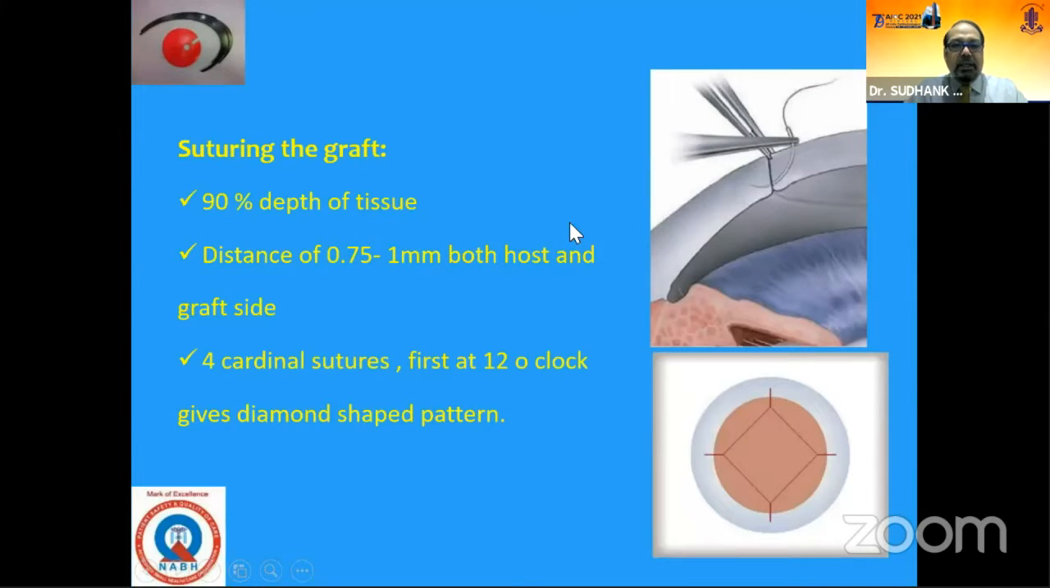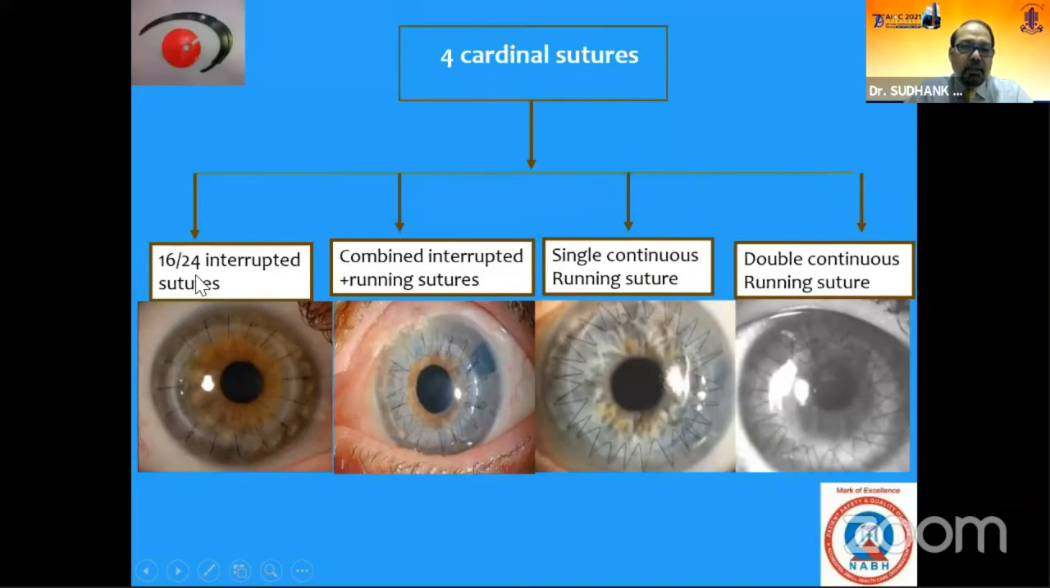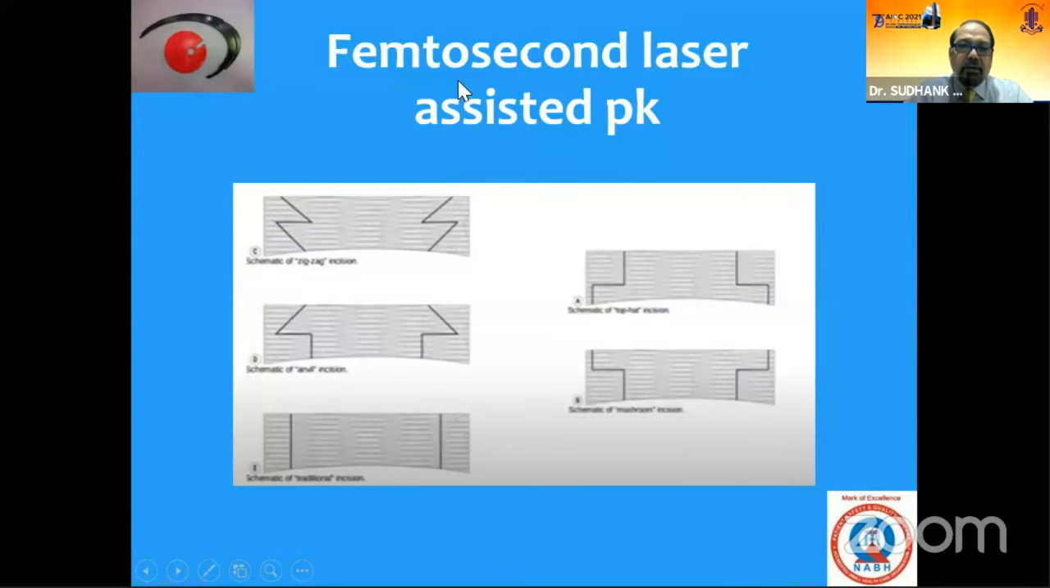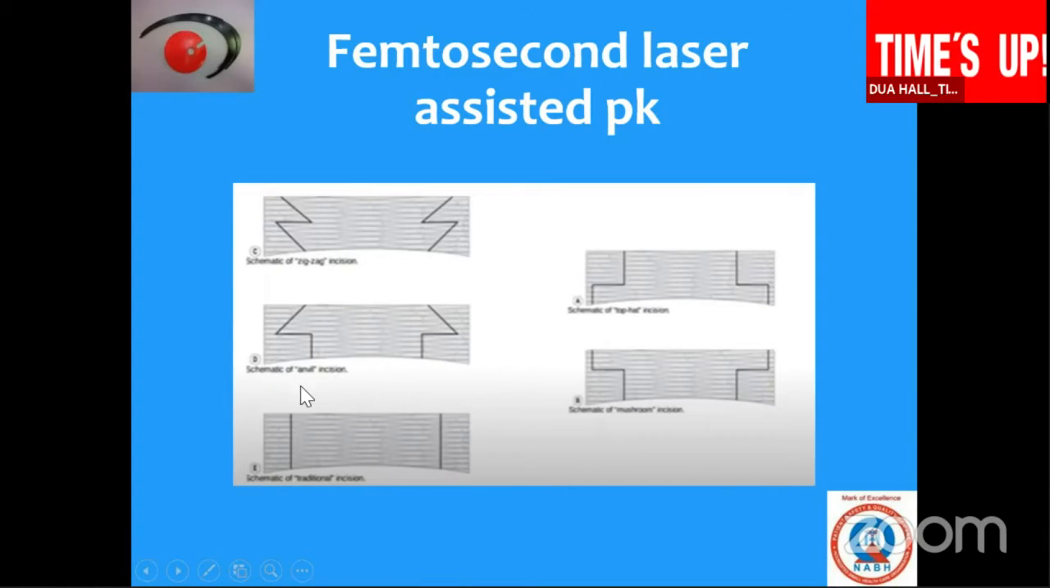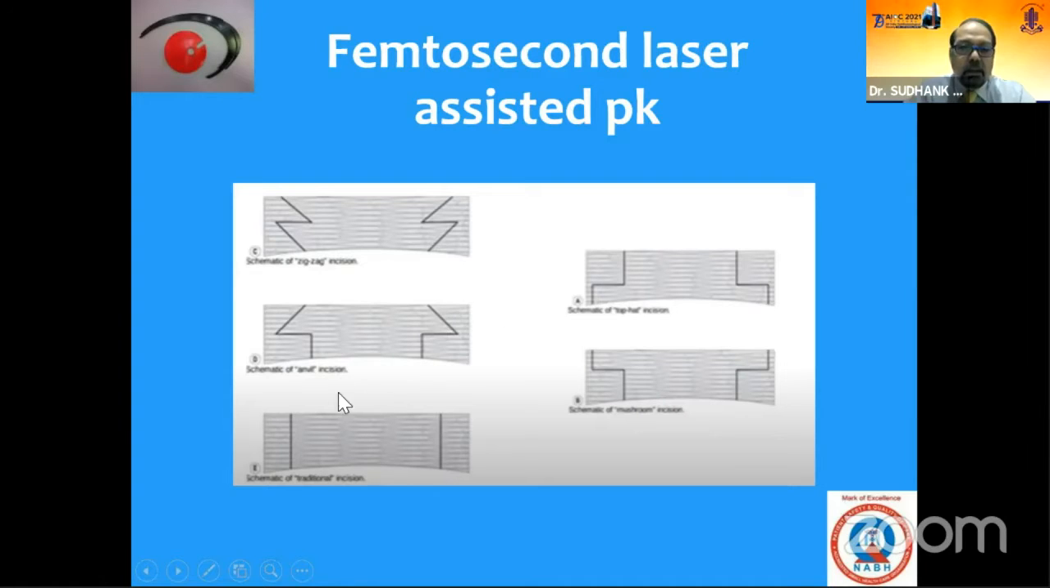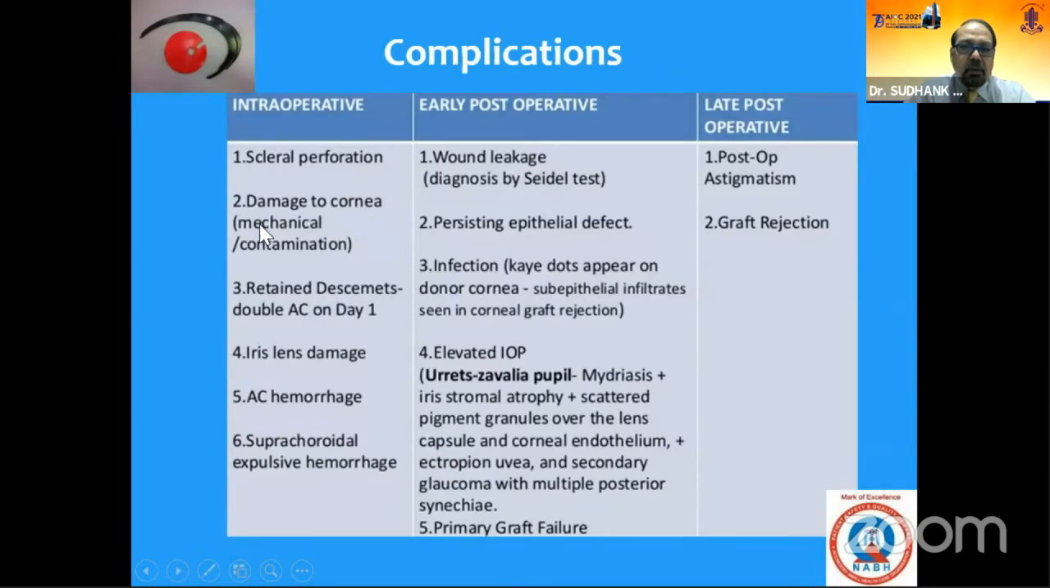So suturing is 90% of the depth of the tissue, and 4 cardinal sutures, and always the first one at 12 o'clock. The 4 cardinal sutures can be followed up with interrupted sutures, or combined interrupted and running, or running and double running, as you can see, depending on what kind of closure you are getting. Femtosecond laser assisted penetrating keratoplasty gives us an option of all kinds of shapes, but the most common is the top hat or the mushroom, which gives absolutely fantastic applanation and closure of the donor and cornea.